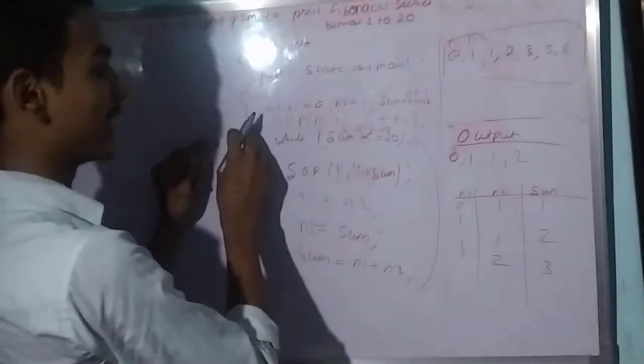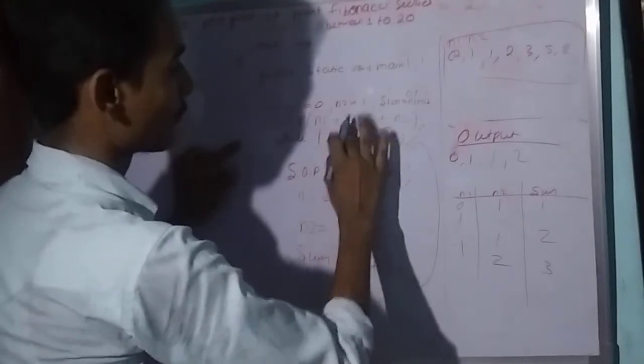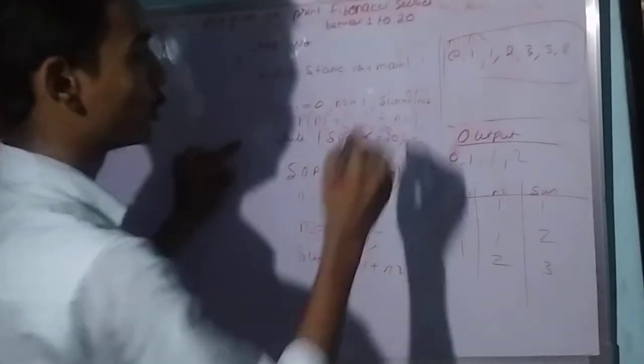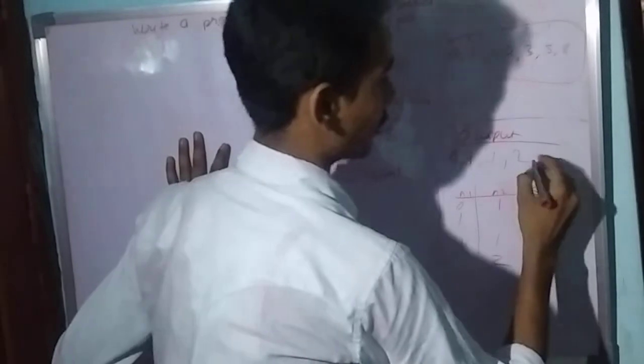Then it will come again here. Consider the condition. 3 less than or equal to 20. Condition is true. It will come inside the loop. It will print the value of sum. How much is sum? 3, comma 3.